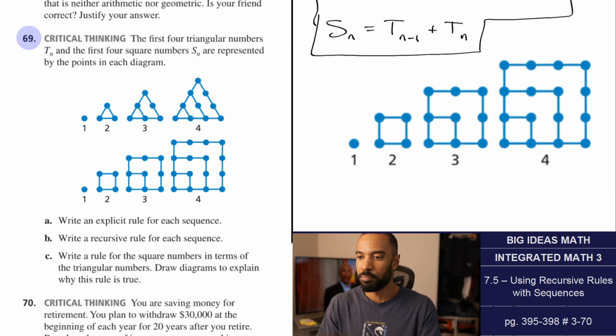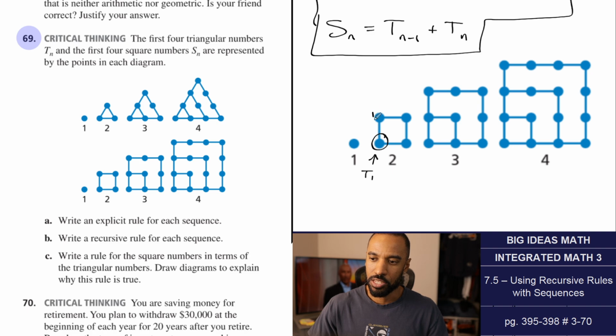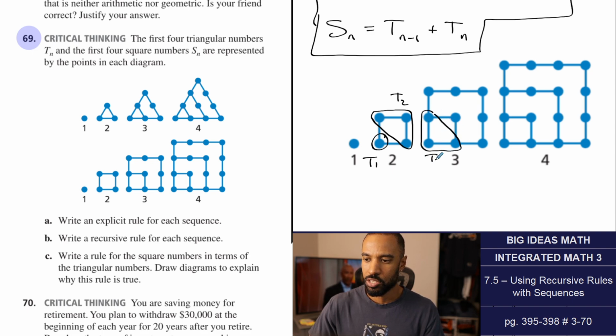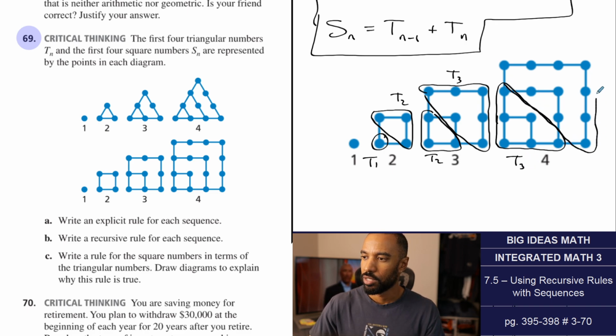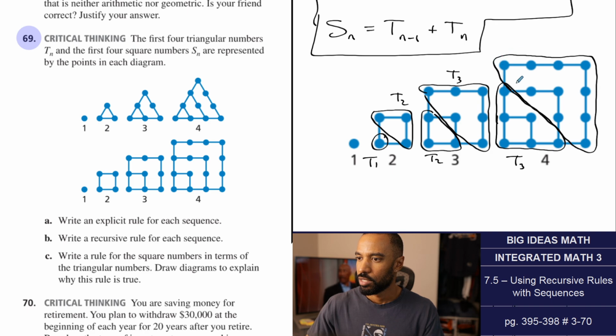So for the second term, for example, I'll just do this. This is T sub 1, and this is the triangular numbers. I should draw it more like a triangle. T sub 1 and T sub 2. This is T sub 2 plus T sub 3. This is T sub 3 plus T sub 4.